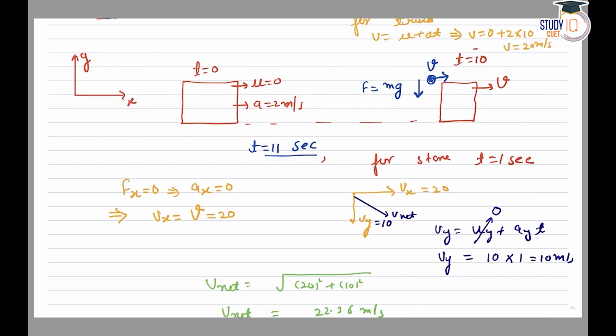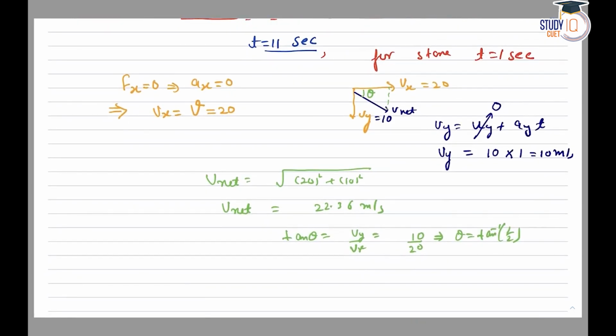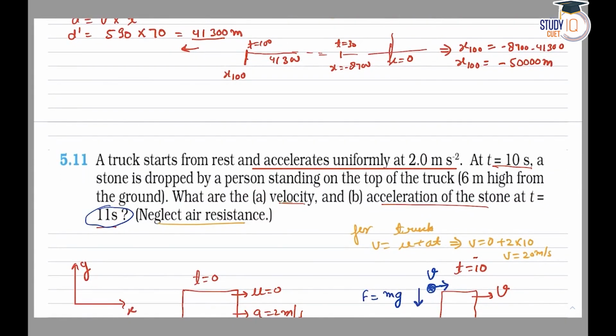Now, in order to find the direction, let's say this is angle theta. We can write tan theta is equal to vy upon vx, from this triangle. Vy we know is 10 and vx is equal to 20. This implies theta is equal to tan inverse 1 by 2, and the value of tan inverse 1 by 2 is 26.57 degree. So theta is equal to 26.57 degree. We have calculated the magnitude and direction of the velocity.